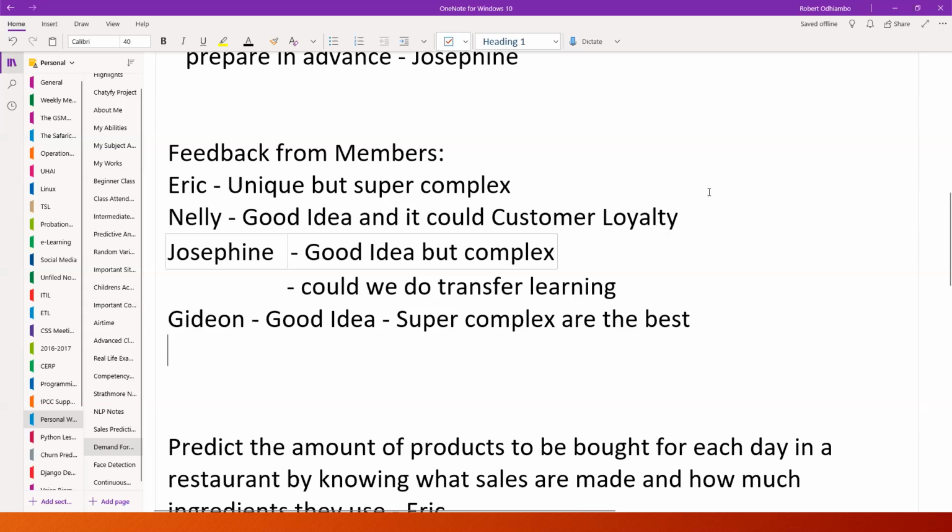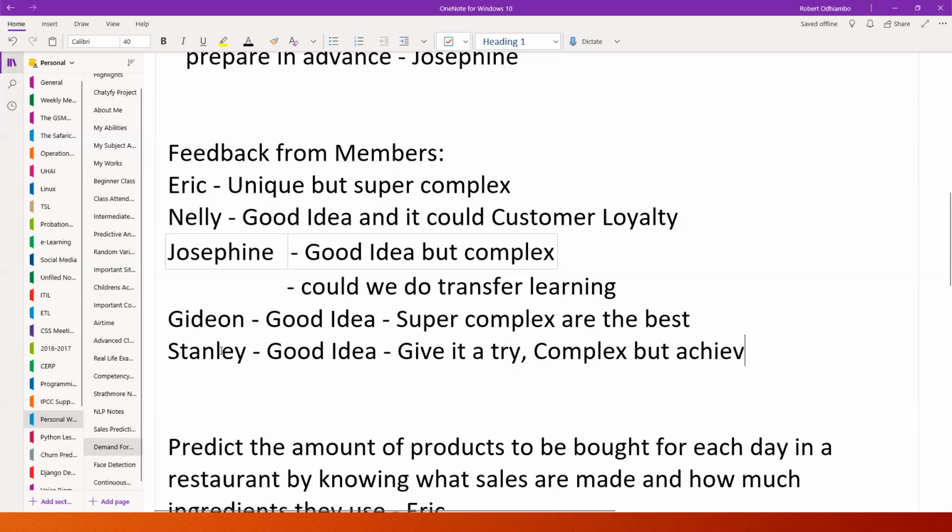Any other comment on what Faith has proposed? I'll want to be allowed to comment last. I just want to hear what people say. Can I say something? Yes, please go ahead, Stanley. I love her school of thought, so we can give it a try. People say it is complex but achievable. That's the point. It is complex, but in the long run, we achieve what we want, what the group wants. So I feel like we should give it a try. Okay.